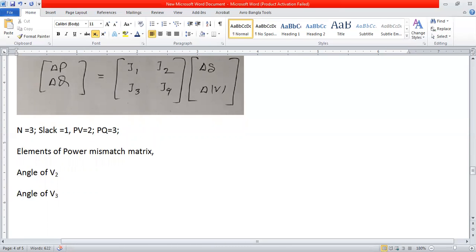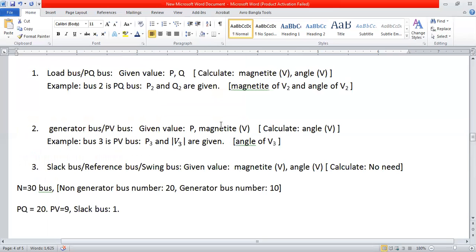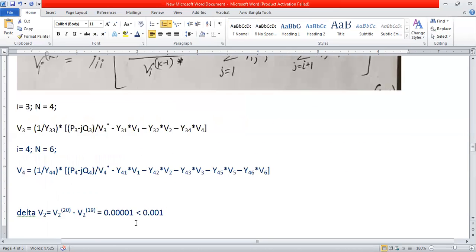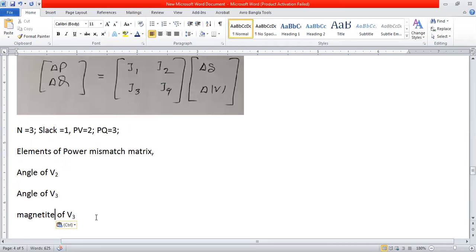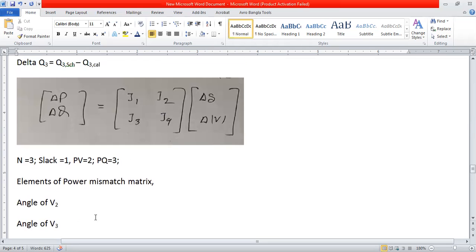And finally, the third element, that is for the PQ bus. We don't know the magnitude of the bus 3 voltage, so that's why we have to calculate the magnitude of the bus voltage of bus 3. So here, this is the magnitude of V3. So we have to find out the magnitude of V3.